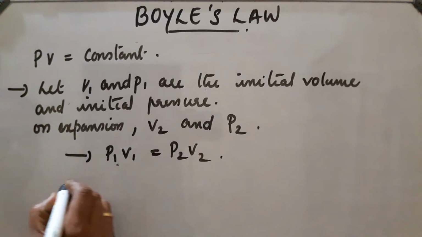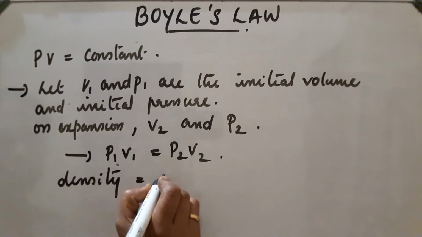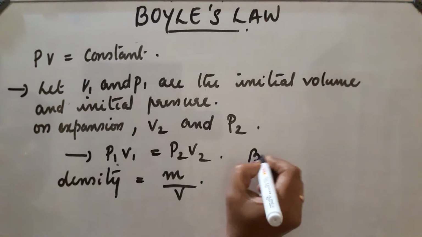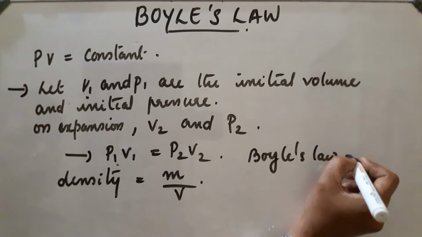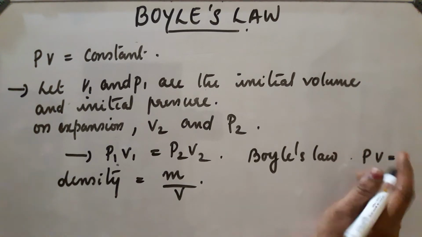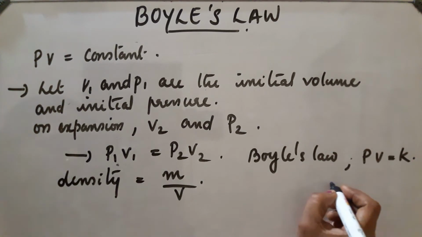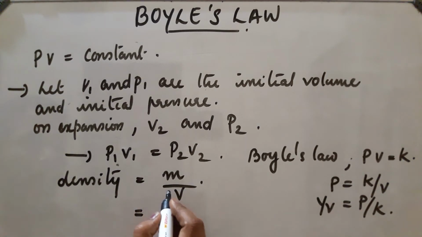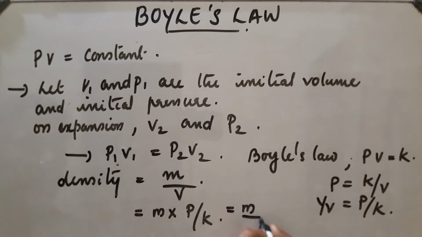Now, we know density is equal to mass by volume, and from Boyle's law we know PV equals a constant, or we can write P is equal to K by V. So instead of 1 by V, we can write 1 by V is equal to P by K. So density will be equal to M into P by K. So M by K is a constant into P. So this is another constant, K1P, where K1 is a constant.